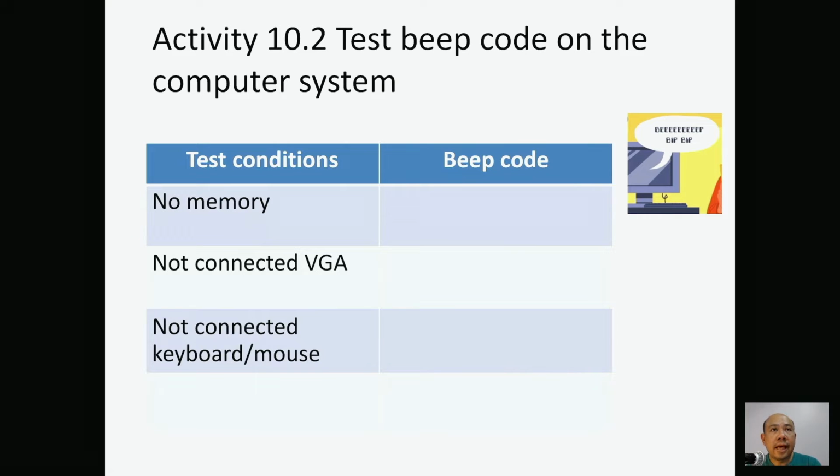In this activity 10.2, if we have a card on site, I will remove the memory and then your system will show the beep code. And when we remove the VGA, it also shows a beep code. With no keyboard or mouse connected, some systems do not show anything, but some systems show the beep code.